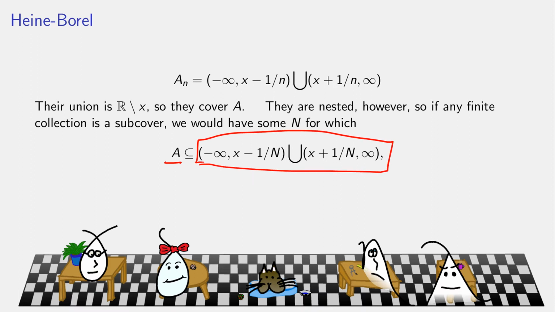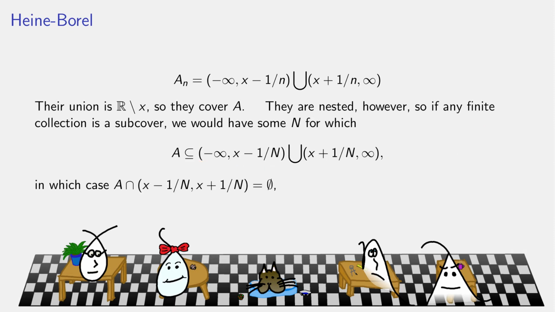What this really is, A sub capital N, but it's also the union as n goes from 1 to capital N of A sub little n. Because they're nested, as I union them all together, if I keep unioning these together, what I've really done is just stopped at one particular index. Which means, since A is a subset of this union, the intersection with the complement, which is just from x minus 1 over N to x plus 1 over N, must be empty.